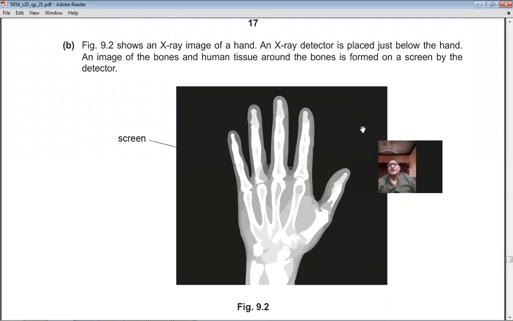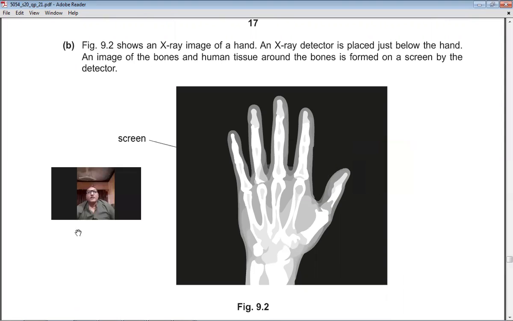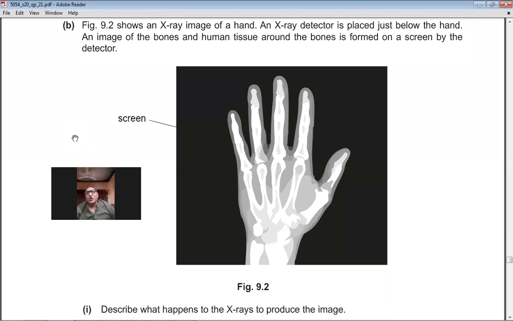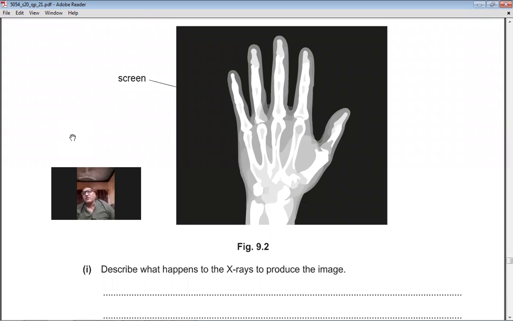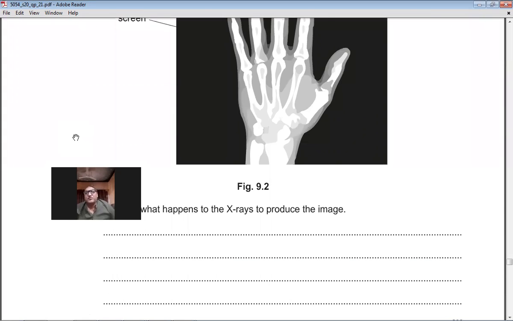He says, here we go. Figure 9.2 shows an X-ray image of a hand. An X-ray detector is placed just below the hand. An image of the bones and human tissue around the bone is formed on a screen by the detector. Describe what happens to the X-rays to produce the image.